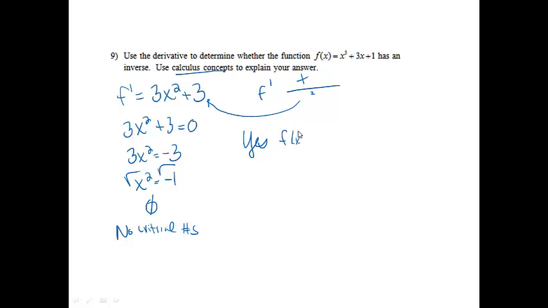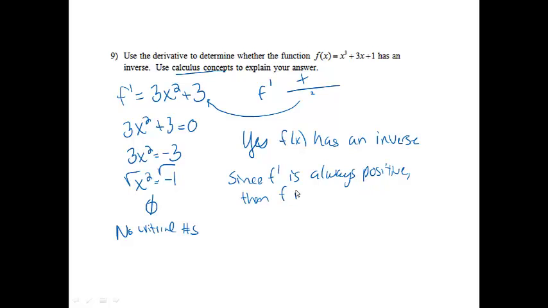Yes, f of x has an inverse. And I will just say since f prime is always positive, what that shows us is that f is strictly monotonic, which is exactly what we wanted it to be.